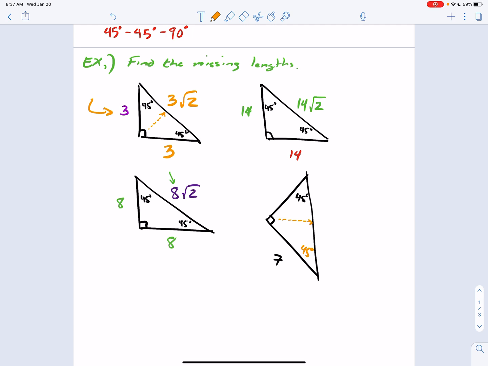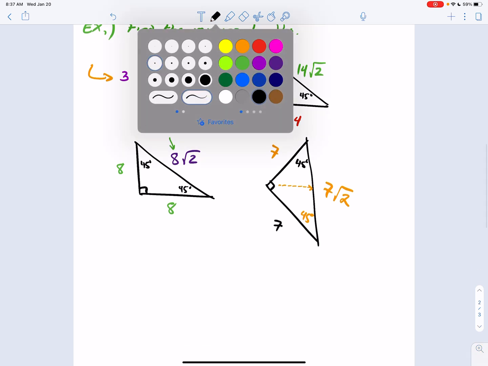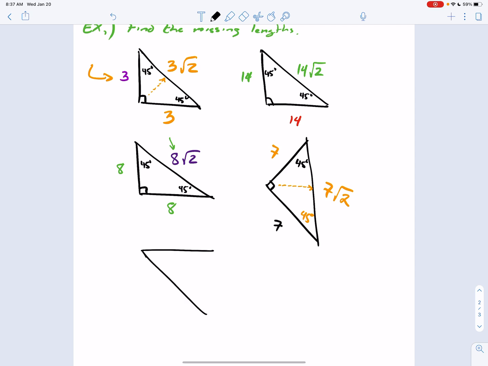So they gave us a leg here, so that means that this other leg should be the same. The hypotenuse should be the same, but the hypotenuse has an extra radical 2. Okay, pretty easy to see. So let's do one more. Okay, let's do that one. Press play whenever you're ready or if you're stuck, okay?